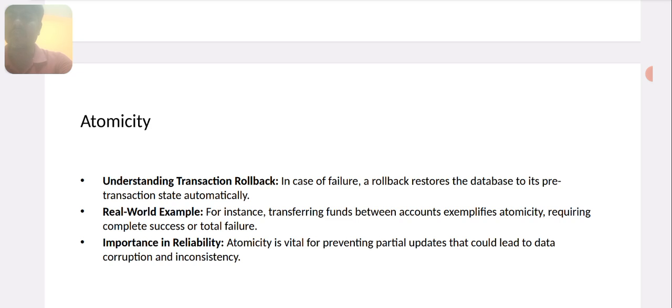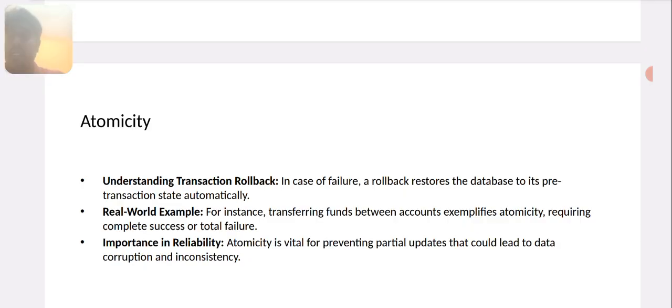Next is a real world example. For instance, in transferring funds between accounts, atomicity requires that the transaction either completes successfully or, in case of failure, the accounts are automatically restored and the funds are not transferred. This is a real world example. The next one is the importance in reliability. Atomicity is vital for preventing partial updates that could lead to data corruption and inconsistency.